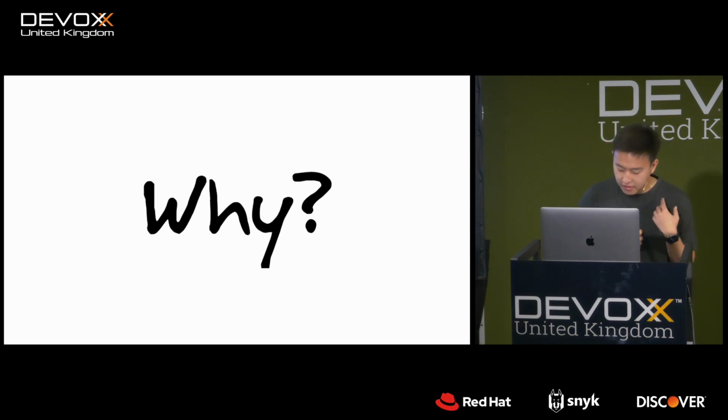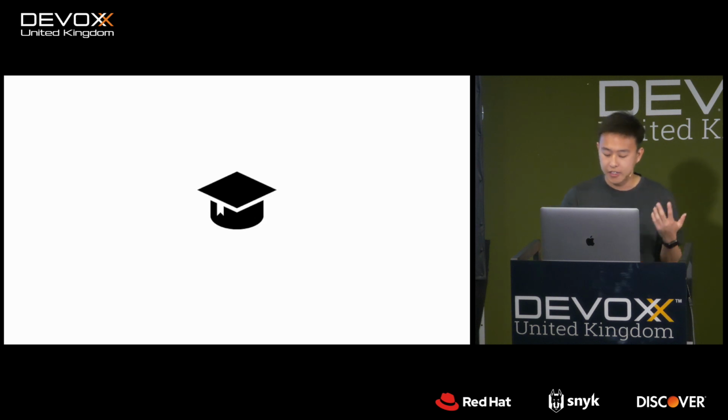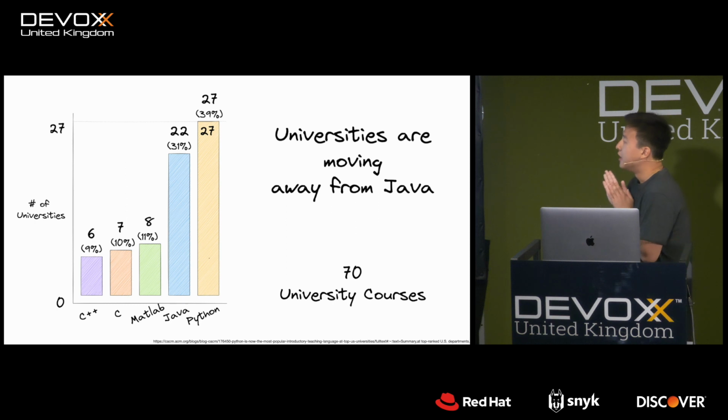And I think as a university student, I had a unique perspective on that. So I'm here to tell you a little bit about the way that Java is being taught at universities and why I think that we saw the changes that we see in the graph. The first thing to say is that universities are moving away from Java.